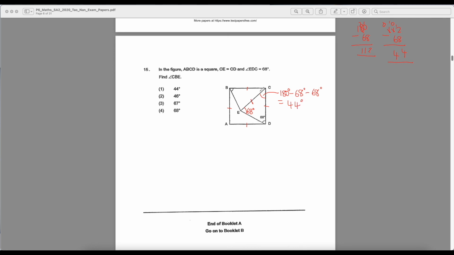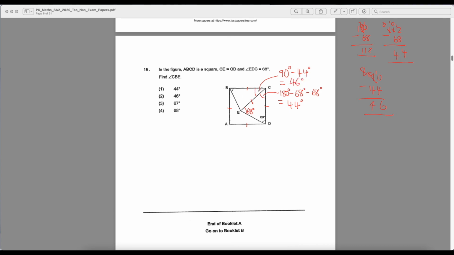So since you know that it's 44 degrees, can you find out what is this angle? BCD, this whole thing, is a part of a square, so it's 90 degrees. So what I need to do is just to take 90 degrees minus 44 degrees. Okay, let's do the working together. You're gonna get 46 degrees.